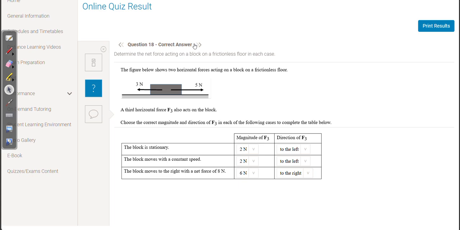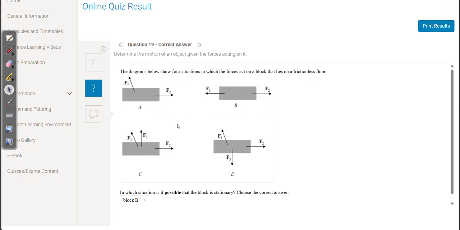Moving on to the last few questions. Question 19. In which situation is it possible that the block is stationary? So here we have no friction, so friction is negligible. When is the block stationary? When the net force is equal to 0. When is the net force equal to 0? When they both cancel out.